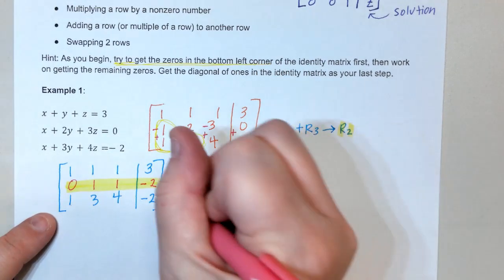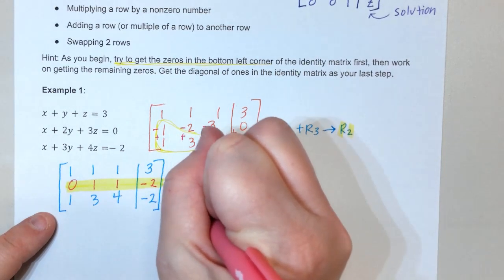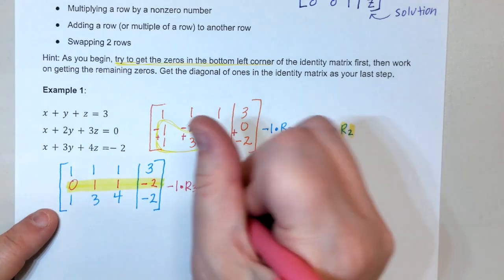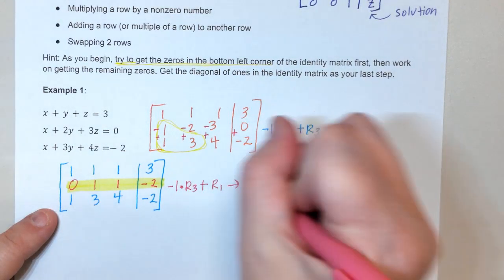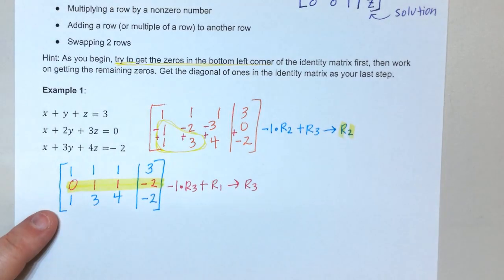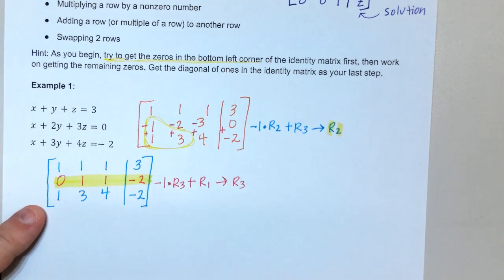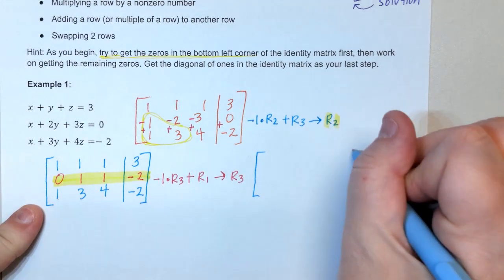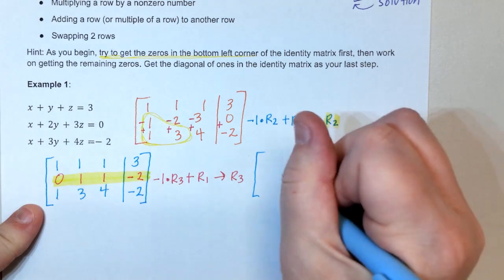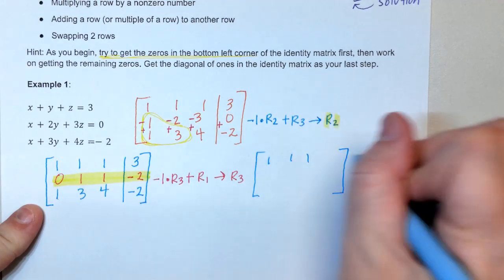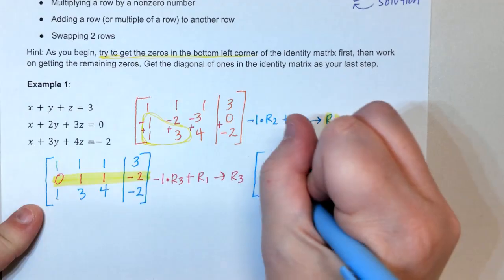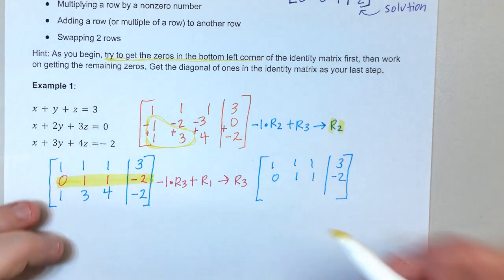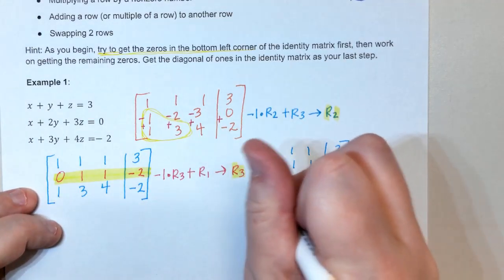Okay. She wants to do negative 1 times row 3. Add it to row 1. Add that negative 1 to a positive 1. And we're going to change row 3. We're going to write it in row 3. So I'm going to go ahead and create a new matrix. Copy over row 1 and row 2. And then we're going to change row 3.